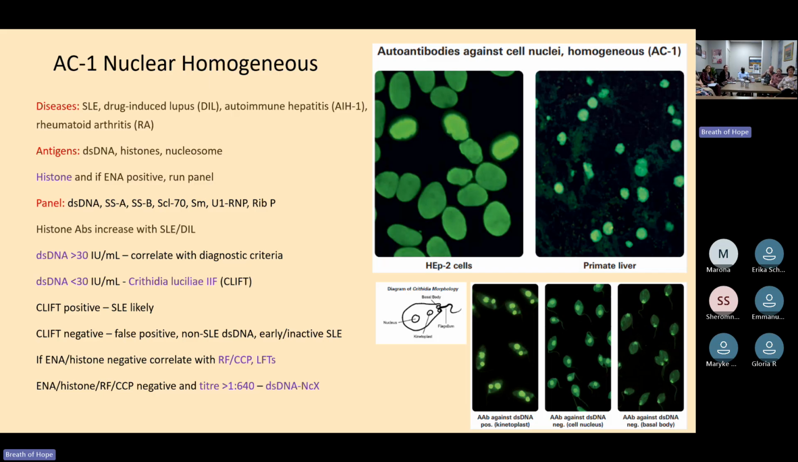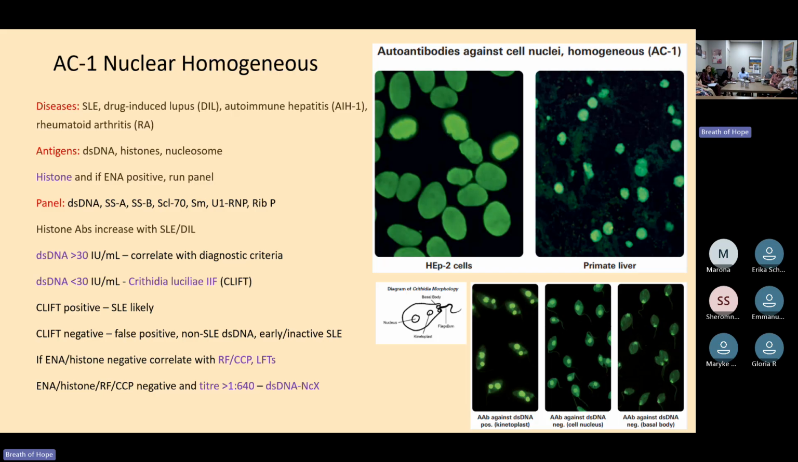Okay. Sometimes when your double-stranded is lowish and the pattern is not an AC1 and you're not really sure, we can do the CLIFT as well. In other words, you've measured your double-stranded DNA elevated, but when you do your CLIFT, it's negative. So the interpretation of that can be either it's a false positive double-stranded DNA, or it's a non-SLE related double-stranded DNA, like, for example, that's been induced by a viral infection or due to medication. And the other option could be that it's a very early or an inactive SLE.